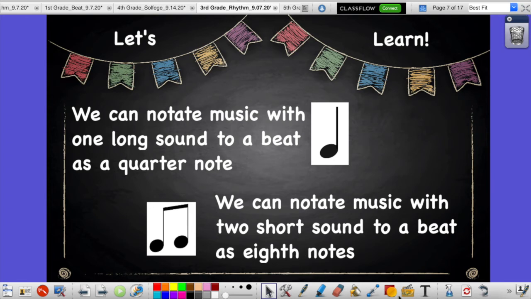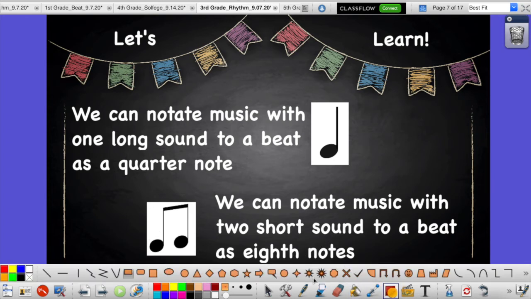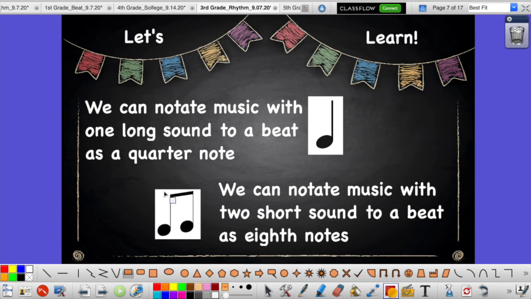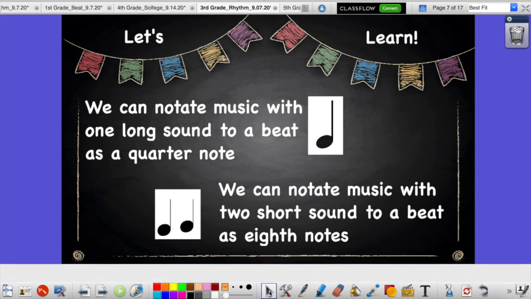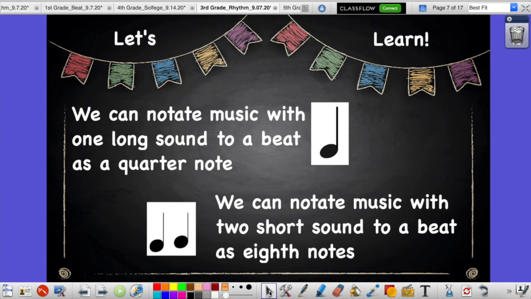Now you can notice that the quarter note and the eighth notes look a lot alike. All that is different is this bar on top. If I get rid of that bar, all of a sudden we have just two quarter notes. So that bar just attaches the two quarter notes together and turns them into eighth notes. So we know that it's not just one note, but two notes, because we have 1, 2.